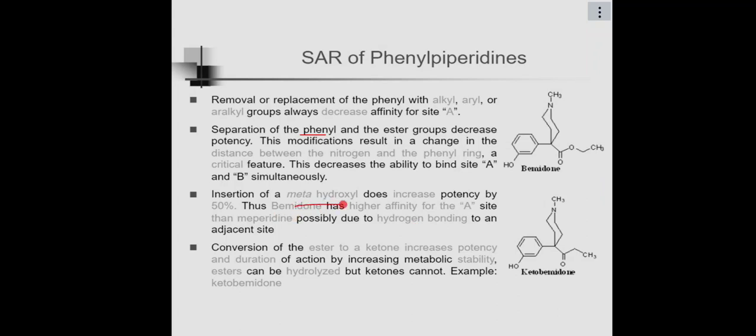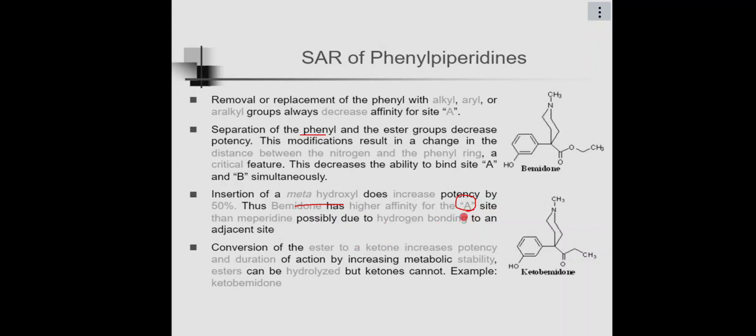Insertion of a meta hydroxyl group does increase potency by 50%, and we did mention the bemidones, and thus bemidone has higher affinity for the A site than meperidine, possibly due to hydrogen bonding to an adjacent site. Remember our A site. In this case, it looks like, as we said, this compound binds the receptor differently. Remember, when we were looking at the other compounds, indeed the phenyl ring was not binding the A site, it was binding the D site.